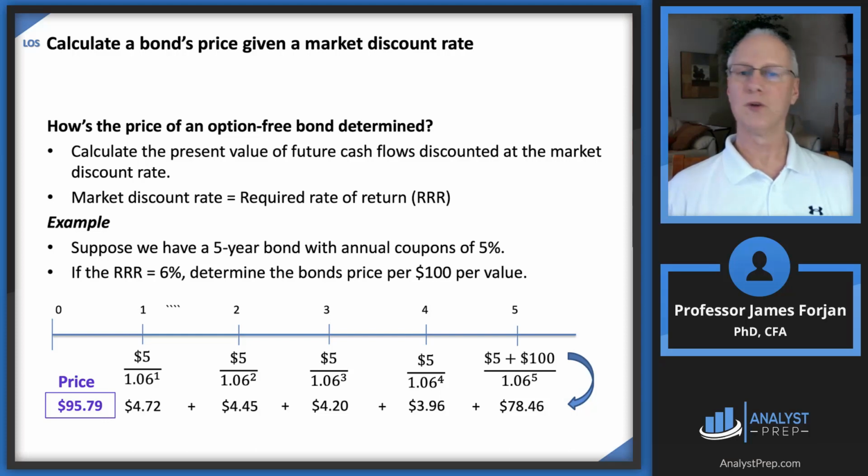Now, if the yield to maturity or the required rate of return on the bond is 6%, we have to discount those future cash flows at that relevant and appropriate market discount rate. And so what I've done for you under the timeline is show you the long way to do it. So really all we're going to do is take 1 plus the yield to maturity. Remember, we called that the time value factor. And we're going to raise it to the 1 and the 2 and the 3 and the 4 and the 5 all the way out to the end of the bond. And we'll compute those individual present values and then sum them to get 95.79.